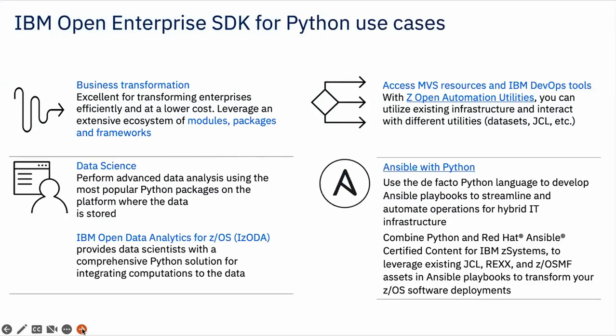Thank you, James. So I'm going to carry on with Python. Python is almost like you can do it for anything. It's almost like a Swiss Army knife of programming languages. It is very well suited for business transformation, but it's probably the primary language for data science applications, and also for management, like with Ansible, with which you can automate and streamline your operations for hybrid IT architecture.